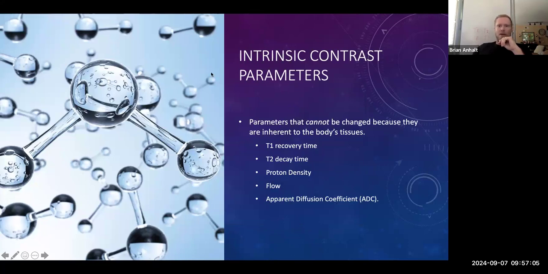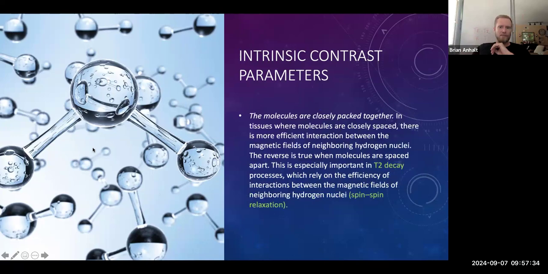So when we talk about contrast parameters, we have intrinsic and extrinsic contrast parameters. Intrinsic contrast parameters are parameters that are inherent to the tissue. They're part of the molecular properties of the tissue, and they cannot be changed by us. We cannot go and change the T1 or T2 time of a certain tissue, right? We can't change its proton density, and then flow. Obviously, we can't change the flow of.